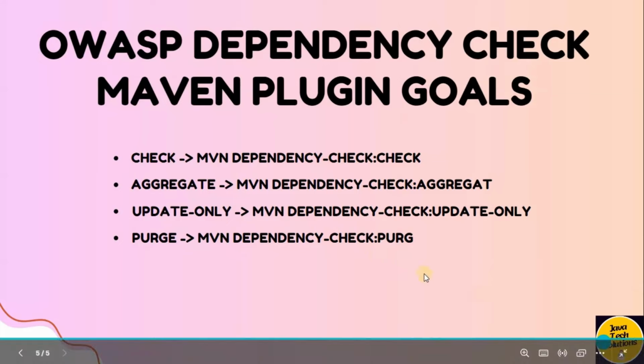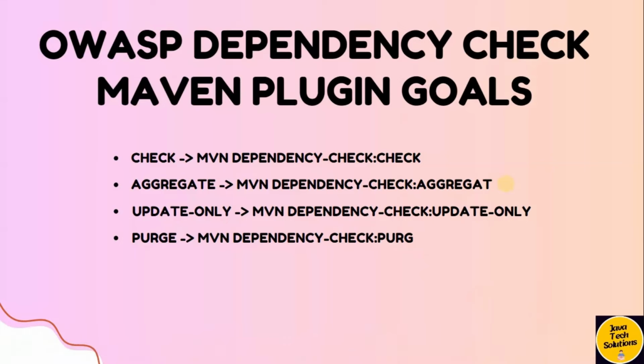Next, I will show you how we configure this OWASP dependency check in our project and how we run it so that we can generate a report. There are certain configurations also, like excluding dependencies from the vulnerability check, and there are certain boundaries we need to give.